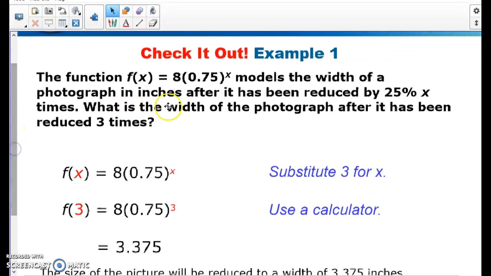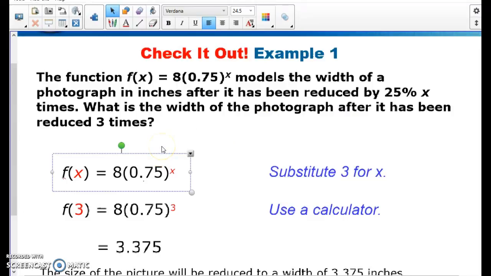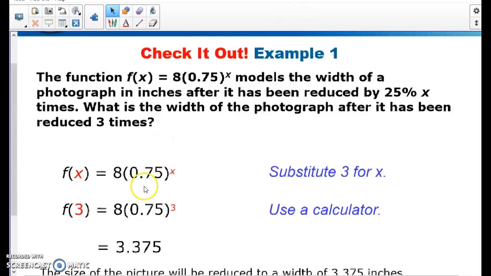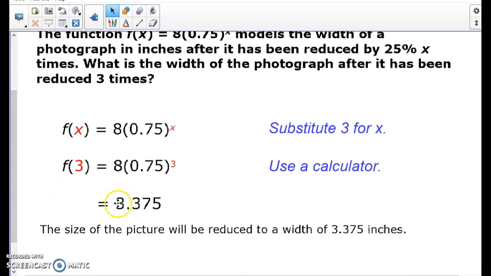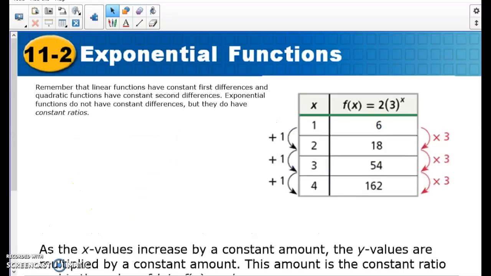Here's another one that goes a little backwards. There's your function, which models the width of a photograph in inches that has been reduced by 25%. Since it's been reduced by 25%, it's still 75% of the normal size. That's where the 75% comes from. What's the width going to be after it's reduced 3 times? Now this goes from an 8-inch photograph to about a 3 3/8 inch photograph, so 3.375 inches.